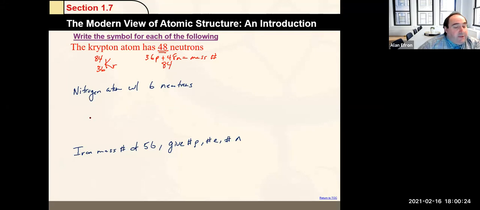Obviously, it doesn't say anything about a charge, so we could assume that's neutral. So if we were curious, it should also have 36 electrons to balance it out.